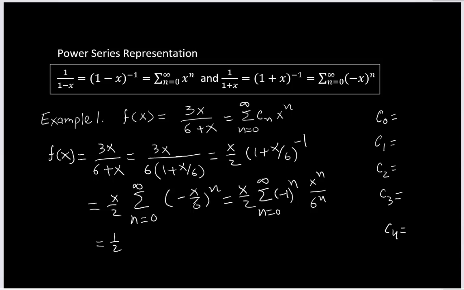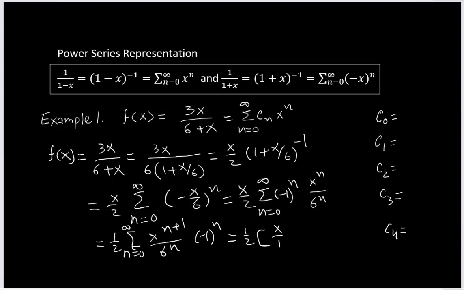We have 1 over 2 and then summation n goes from 0 to infinity. Here you get x to the n plus 1 over 6 to the n, because we have another x outside, so that combines the exponent with x to the n, and then x makes it x to the n plus 1. Now, I forgot here, negative 1 to the n should be there. Now when you are saying n equals 0, so you get 1/2, keep it outside. So x to the 1 over 6 to the 0 is 1.